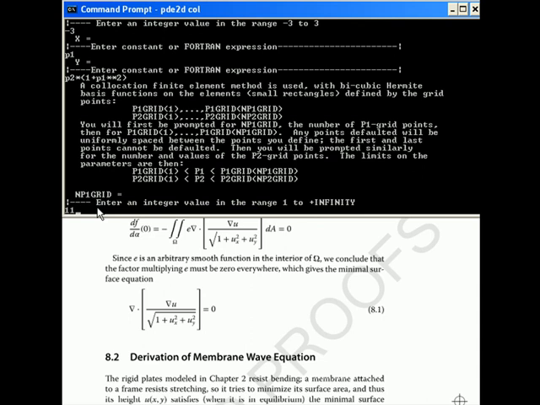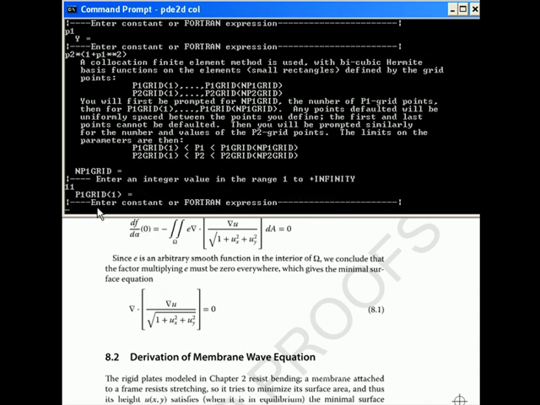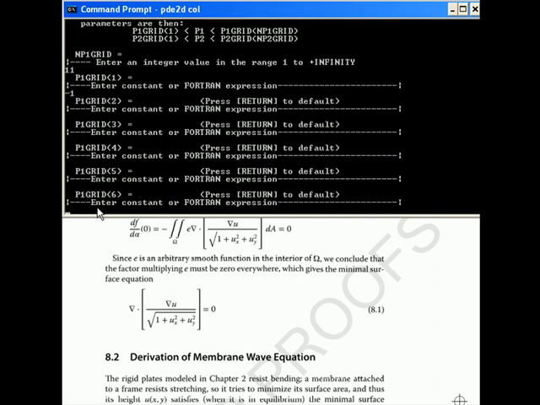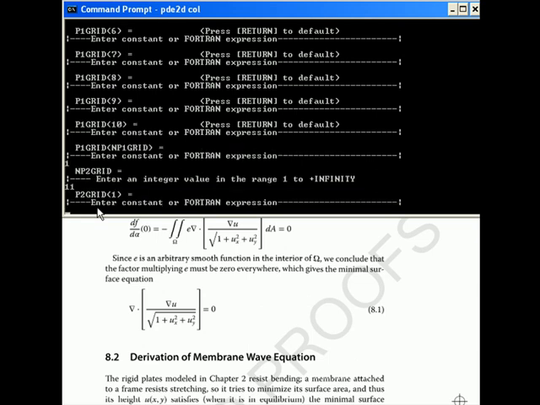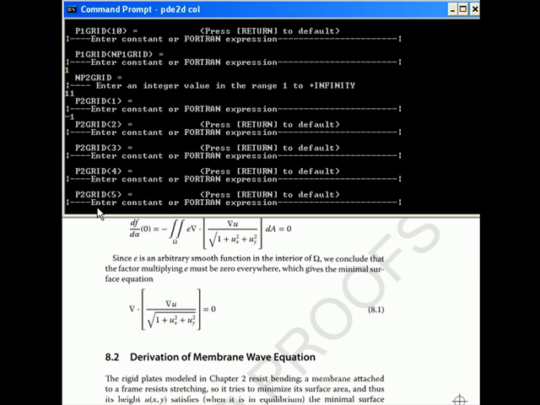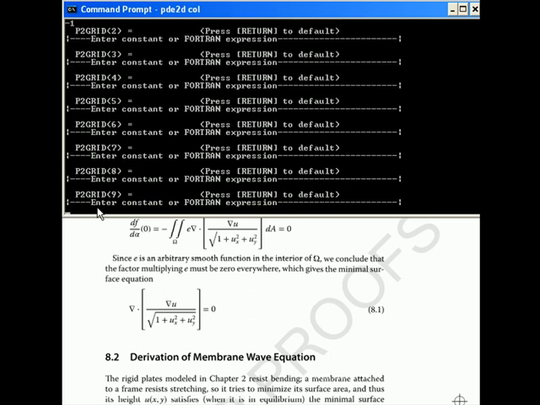And let's do 11 grid points in each direction. -1 to 1 are the constant limits on the parameters P1 and P2.